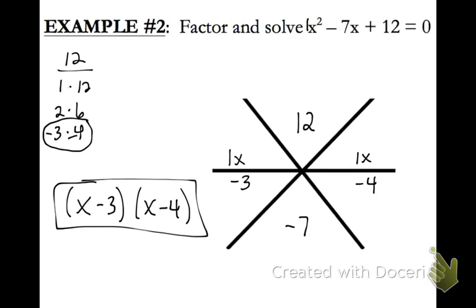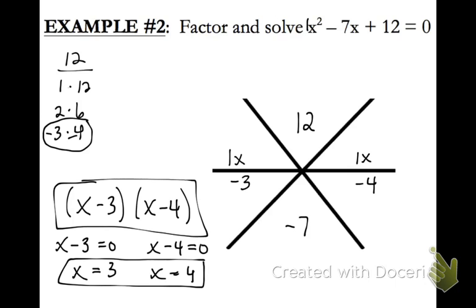And now to solve it, I need to set each of these equal to 0 and solve. So I get x equals 3 and x equals 4 because I'm going to add the 3 and the 4 over. So my factored answers look like this and my solved answers look like that.